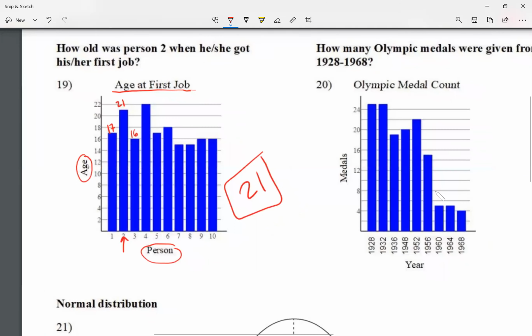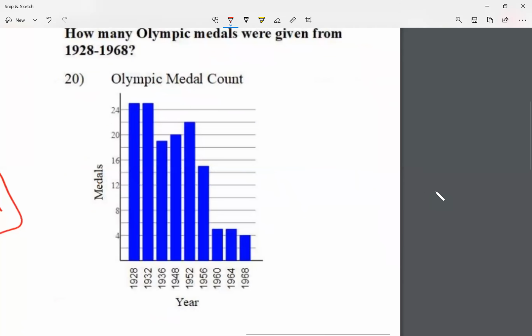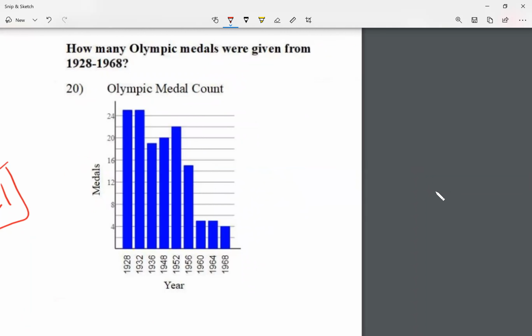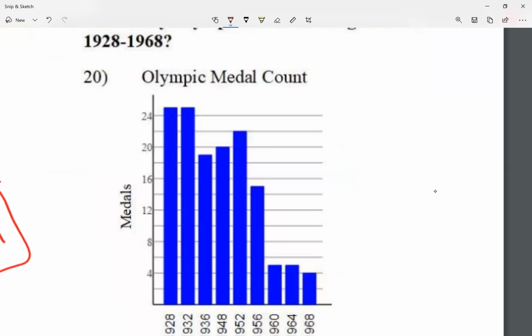Now looking at question number 20. At the bottom, it talks about years, right? There's 1928, 1932, all the way to 1968. On the left, it talks about medals. And then I can see the title, it says Olympic medal count. So 1928, the bar for 1928, see how it goes? It seems like I'm counting by twos. Each line, let me zoom in here. See, I'm between 20 and 24. I'm going to say that the line in between is 22.